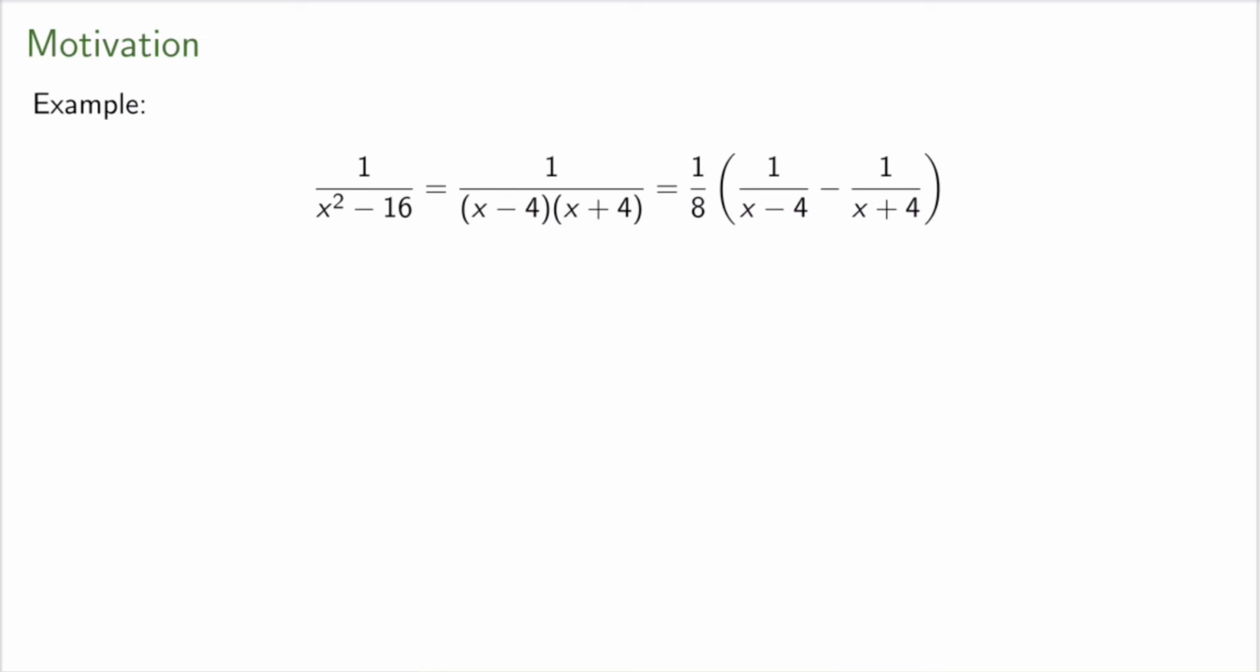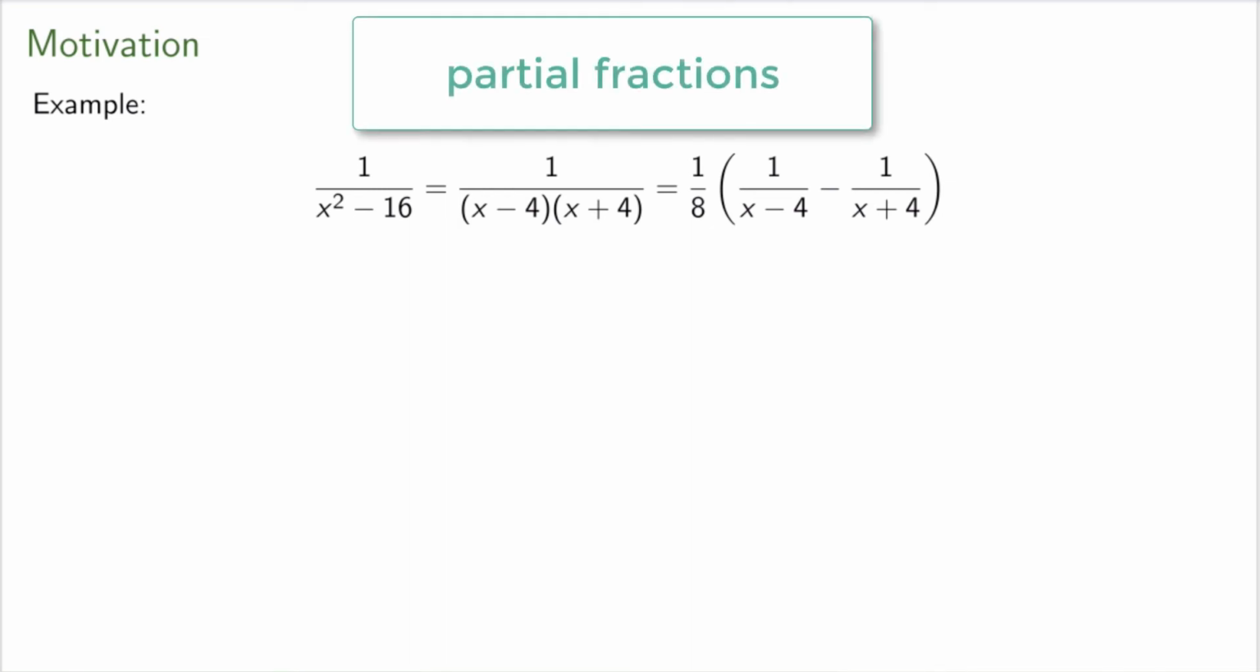So, here's another method to do integration, which is called partial fractions. Now, partial fractions is not only an integration method, it's also a method to write rational functions in a more simple form. So here, for example, we have an example: 1 over x squared minus 16, which you can write as an eighth times 1 over x minus 4 minus 1 over x plus 4.